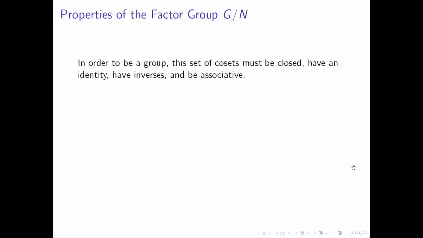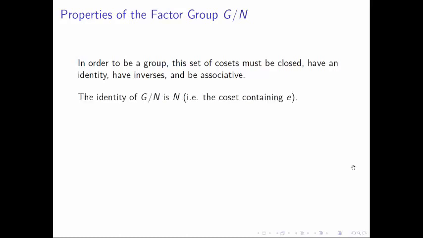Now, let's take a look at properties of the factor group. We're asserting that a factor group is in fact a group. In order to be a group, this set of cosets needs to be closed under the operation that we've defined. That seems sort of clear. We've defined the product of two cosets to be a coset, so closure seems free for us. But it should satisfy the other group theory axioms. It should have an identity, should have inverses, and the operation should be associative.